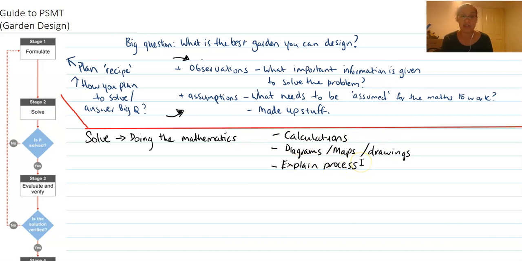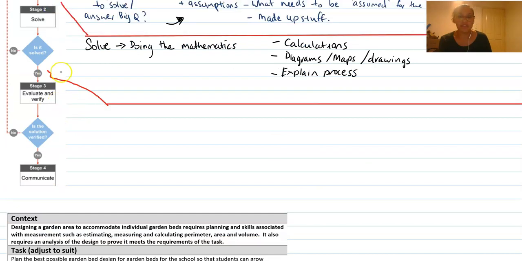So you might say, the first thing I did was determine the outer limits of my usable garden space. Then I plotted garden beds in. Then I put in pathways, and then added additional features to make my garden user-friendly. Once you've done that, then you evaluate and verify. You proceed to that once you believe that your problem is solved, or you have answered your question.